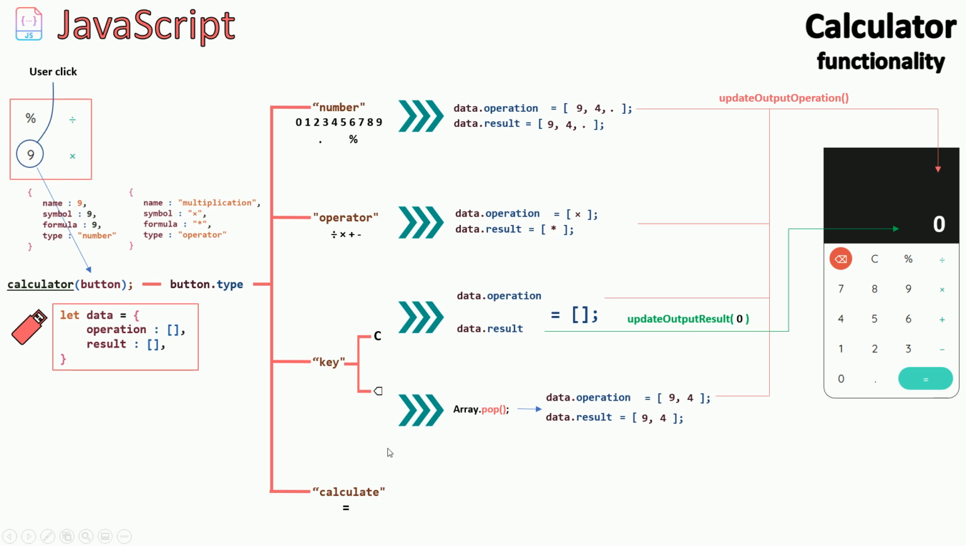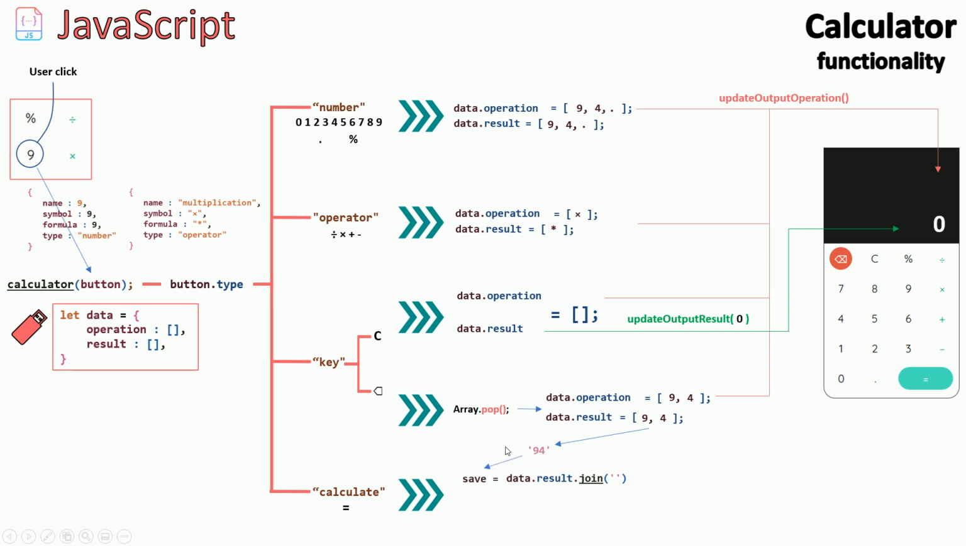Now when the user clicks on the calculate button, the first thing we're going to do is to join all the elements in our result array, which means, for example, if I have 9 and 4, if I join them with an empty string, this is what I will get: 9 and 4 joined with an empty string.